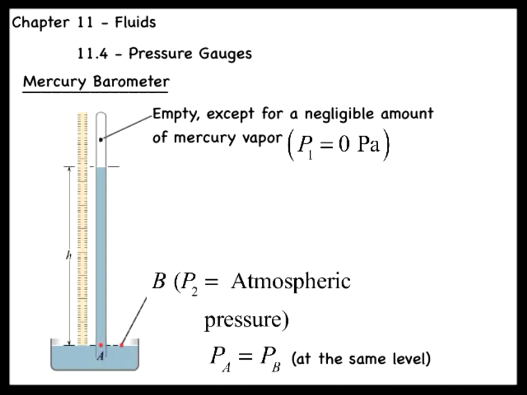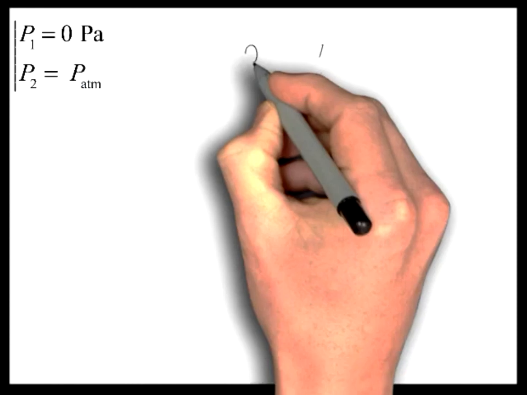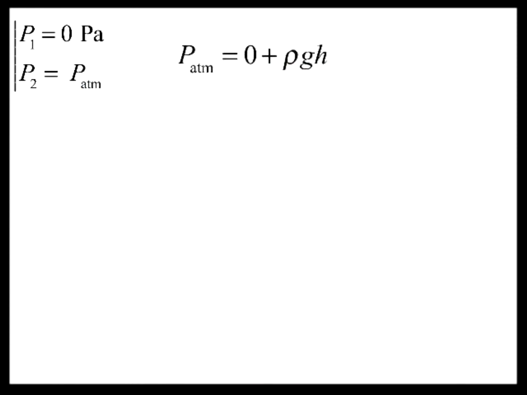With P1 equals 0 and P2 equals P atmosphere, it follows from equation 11.4 that P atmosphere equals 0 plus rho gh. Thus, the atmospheric pressure can be determined from the height h of the mercury in the tube, its density, and the acceleration due to gravity.